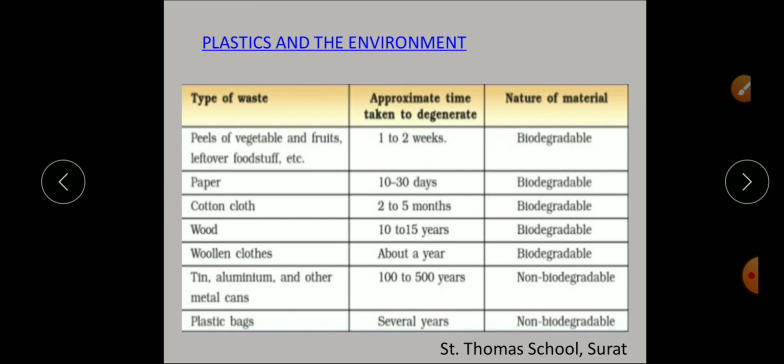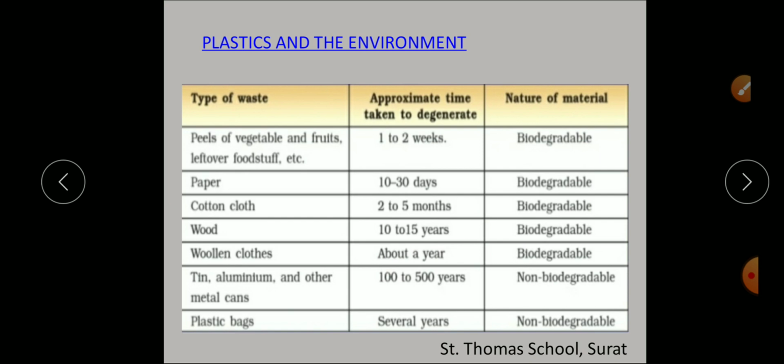Then paper: the approximate time is 10 to 30 days, and the nature of the material is biodegradable. Cotton cloth takes approximately 2 to 5 months to decompose, and it is also biodegradable. Then wood takes approximately 10 to 15 years. Woolen clothes take about a year. So all of these are biodegradable materials.